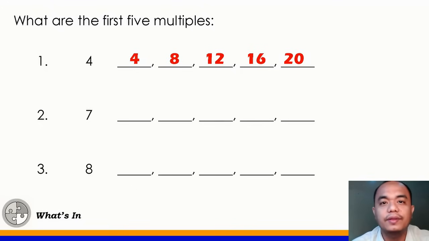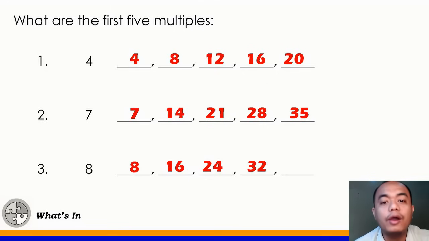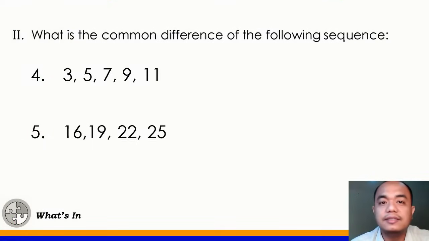Next, number 7. Do you now have the idea how to get the multiples of a certain number? Again, a multiple is the result or the product when you multiply a number by an integer. Multiples of 7 are, of course, 7, 14, 21, 28, and 35. Very good. Next, number 8: 16, 24, 32, and 40 are all multiples of 8. Next, part 2. What is the common difference of the following sequence?